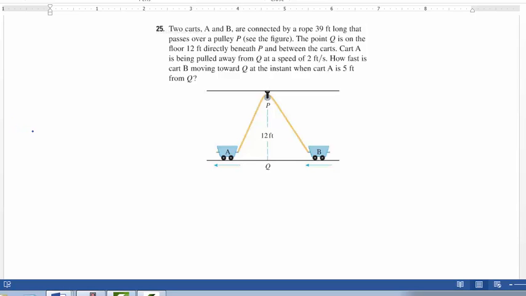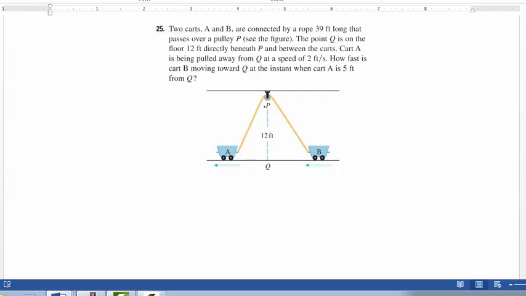All right, so we've reached our last one, number 25, which is the most complicated one here because it's going to involve two steps. So we're going to actually have to do two separate calculations, two separate equations to get our final answer here, right? So we've got these carts that are connected by a rope 39 feet long. So the total length of that rope is 39 feet. And it passes over a pulley, and there's a point Q that's on the ground, I guess, 12 feet directly beneath P and between the carts.